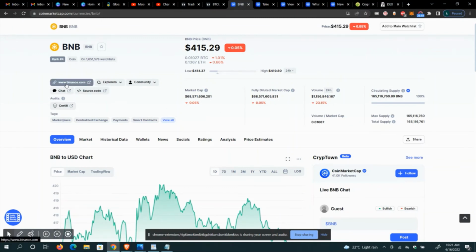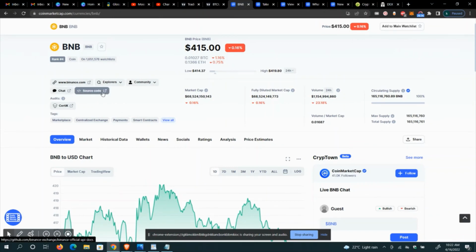Then, first of all, you see the website, you see the explorers, which simply means websites that are linked to BNB. You see the community, the Twitter, the Reddit, all about it. So from here, in order for you not to get scammed, you need to come on platforms like this to get accurate information about a certain crypto coin before you invest in it.